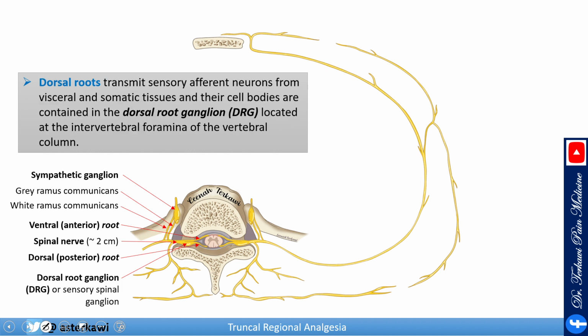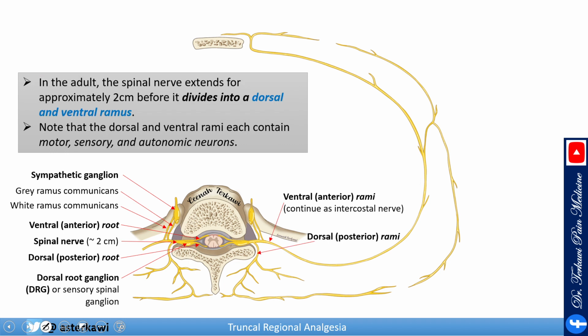The dorsal root transmits sensory afferent neuron from the viscera and the somatic tissue, and their cell body are connected in the dorsal root ganglion located at the intervertebral foramen. As you see, it's in the foramen. And then they give the spinal nerve, which in adult, as you see this small part here, is about 2 centimeters.